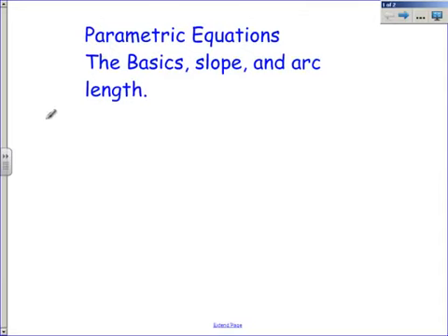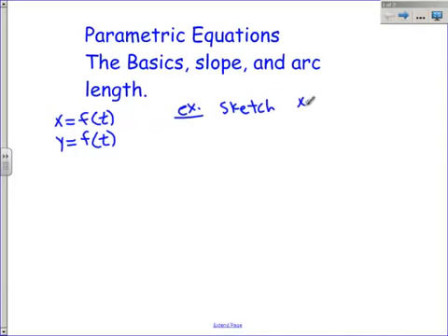And parametric equations will have two equations. You're going to have two variables, x and y, and they are going to be typically in terms of a third variable that represents time. So you're going to have x as a function of time and y as a function of time. So let's do an example of sketching one. So let's sketch x equals t squared minus 4 and y equals 1/2 t on the t interval from -2 to 3.